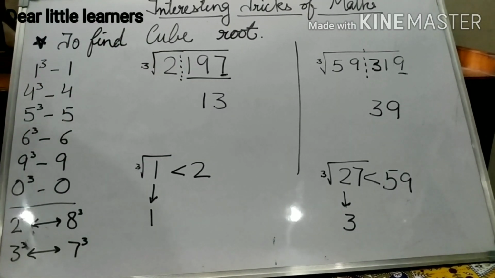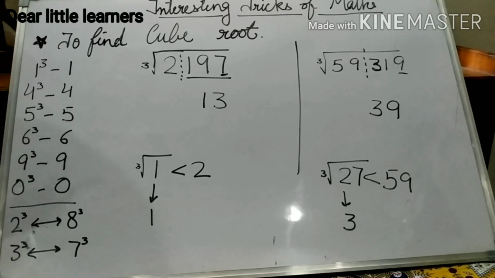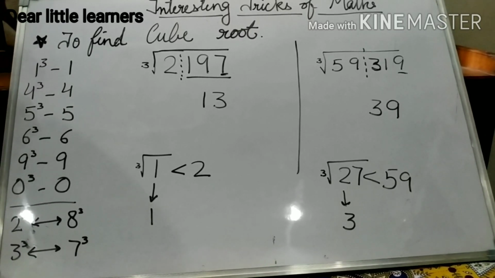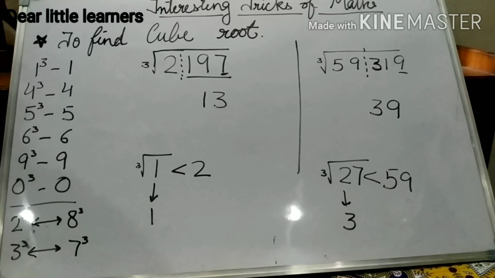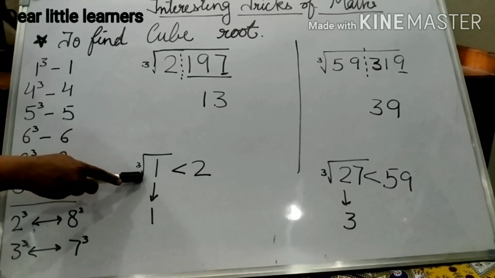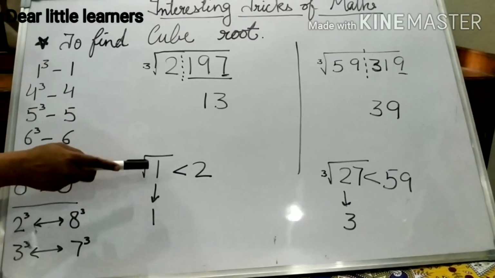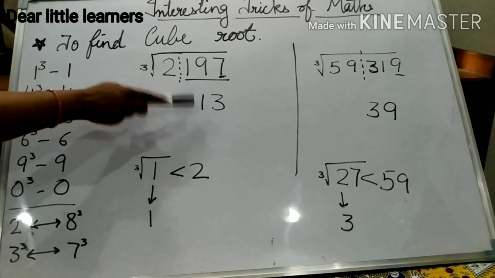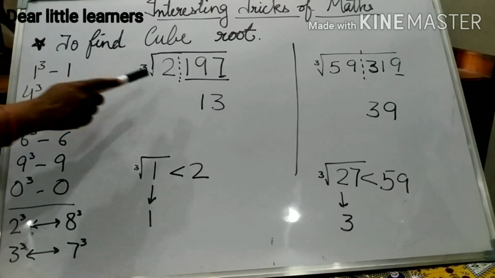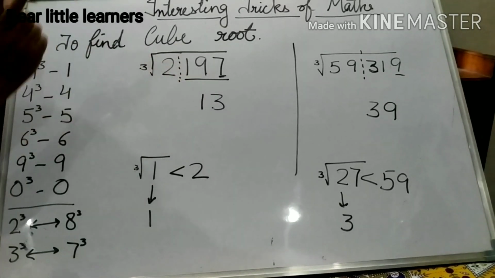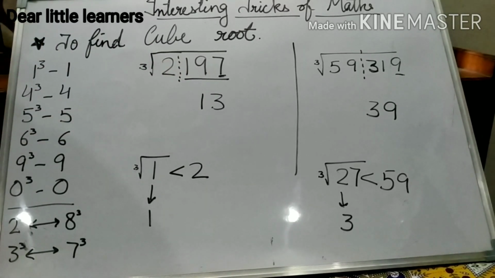Now we have to find a number which is a perfect cube and less than 2 also. So that is 1, because 1 ones are 1 and 1 ones are 1. So the cube root of 1 will be 1 only. This 1 we have to write here. That means the cube root of 2197 is 13. See, it is very simple.